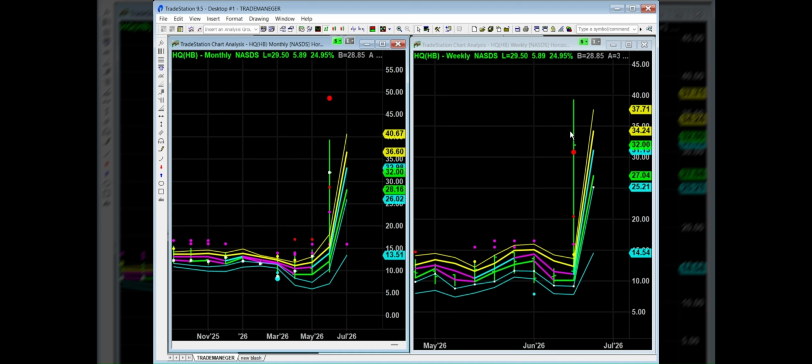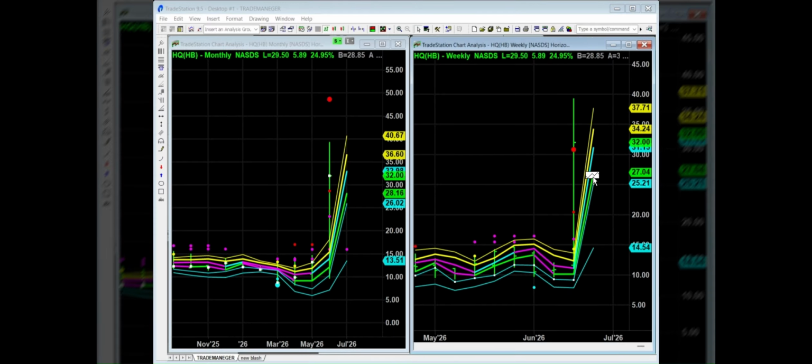For HQ for the next week, we are targeting $27 at this green support trend line. That will be a good support if it can hold at this price or above this price. In case it dropped down to this $25, it's still a good buy zone. And it has the potential to increase to this yellow trend line around $34 for the next week.